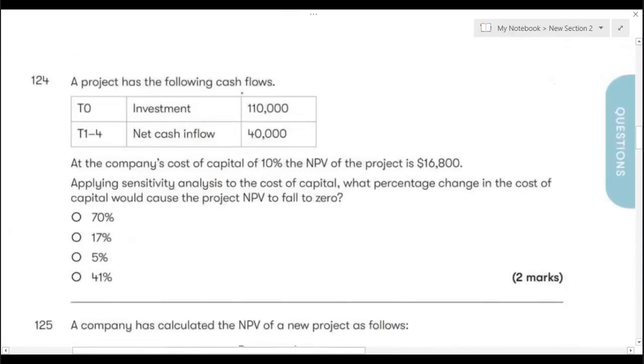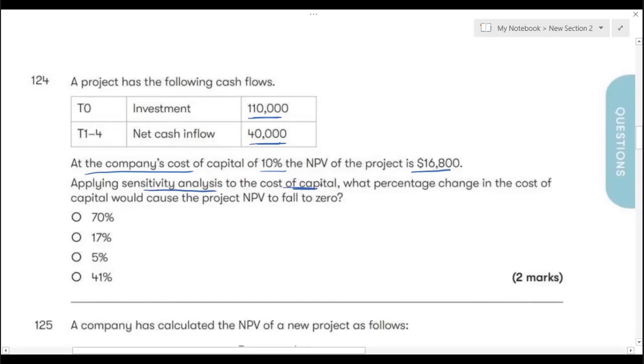Our project has the following cash flows. At time 0, the investment is 1,10,000. Net cash inflows, again an annuity. At the company's cost of capital of 10%, NPV is 16,800. They have already given us one cost of capital and the NPV as well.